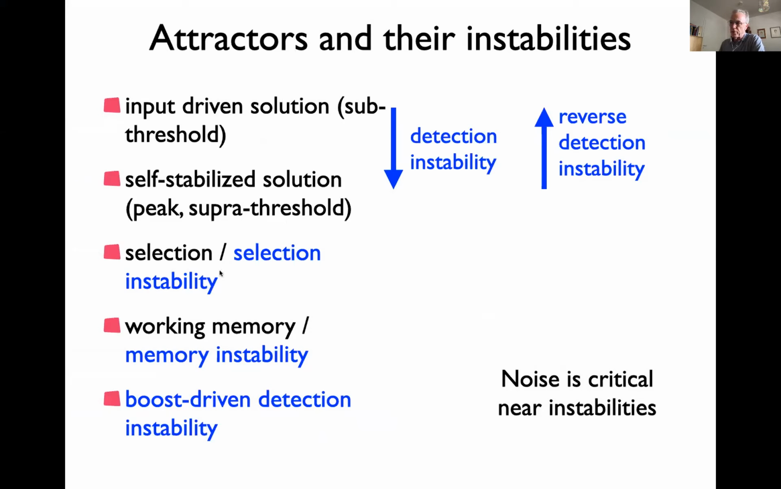I showed you how the field can do selection, and the selection instability is the limit on the range of bi, tri, or whatever stable multiple selection decisions, and then there's a limit when the input becomes too asymmetrical where the selection is unique. I showed you how working memory arises, and there's a memory instability in the sense that the reverse detection instability where the peak decays can be present or not, and that is in itself an instability. And I showed you that you can go through detection by just boosting without local input. And I showed you that noise is critical only in instabilities, and it is critical at instabilities. So that's a brief summary of the dynamics of fields.